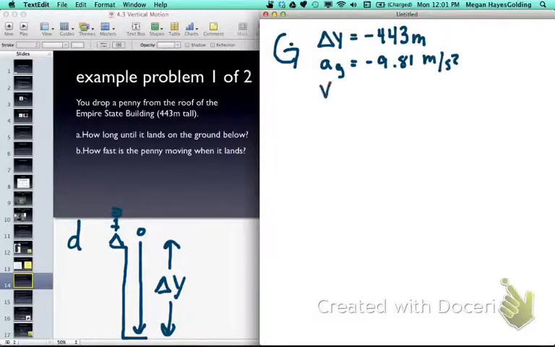We also know the initial velocity. The penny is dropped implies a zero initial velocity. If the penny had been thrown, we would have been given some information about that. Let's start with part A. How long until it lands on the ground below?